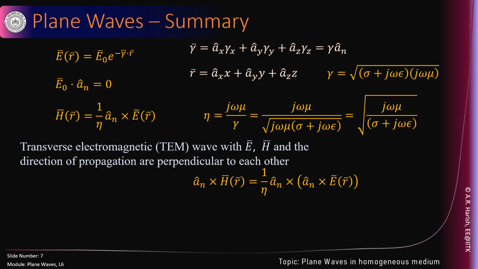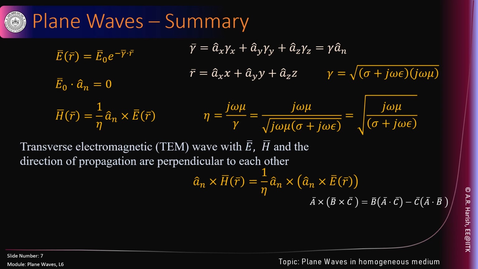Take one more step. Probably, I don't know if you have studied this part. I thought let's complete this job. Take n cross H of this equation. What you get is 1 upon eta n cross E. A cross B cross C result, remember that? BAC-CAB: B of A dot C minus C of A dot B.